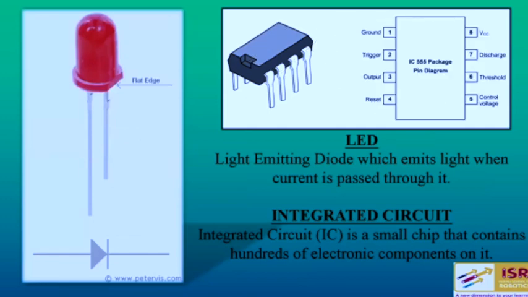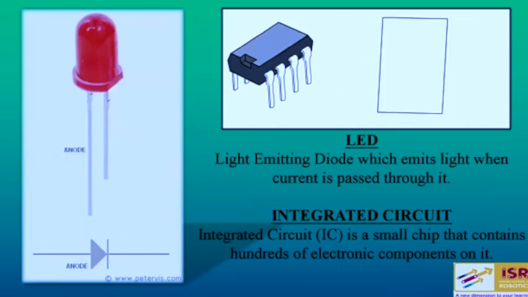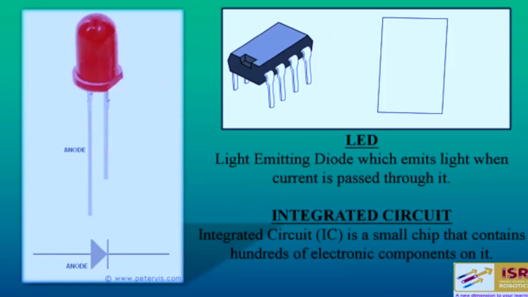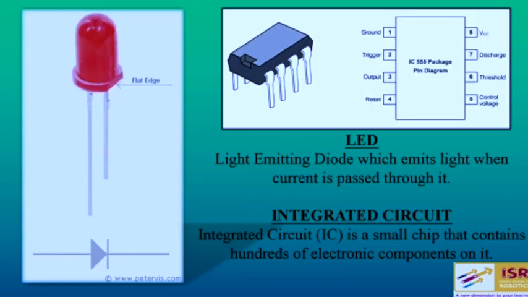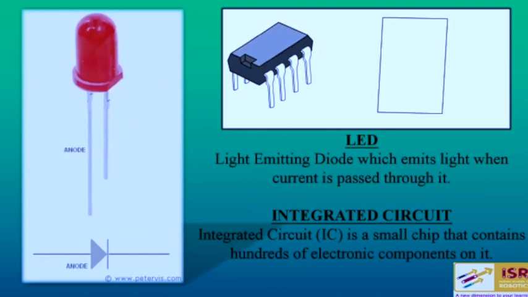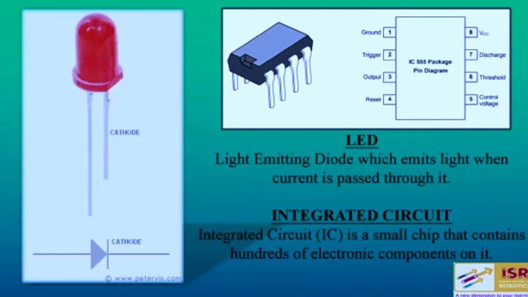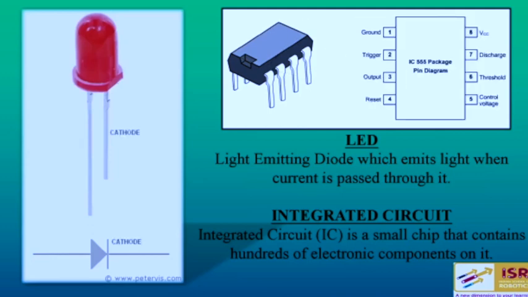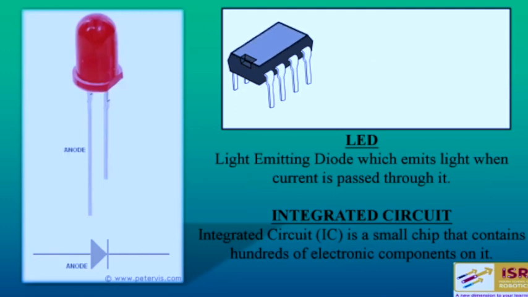Okay. Next is LED. LED stands for light emitting diode. It is actually a component which emits light when current is passed through it. You can see in the image on the left side that LED have two terminals. First one is anode and the second one is cathode. Anode is a longer leg and cathode is the shorter leg. Anode is the positive terminal of your LED and cathode is the negative terminal of the LED.